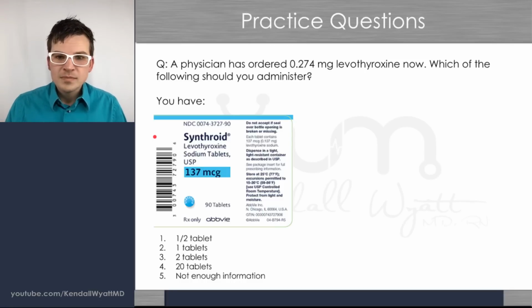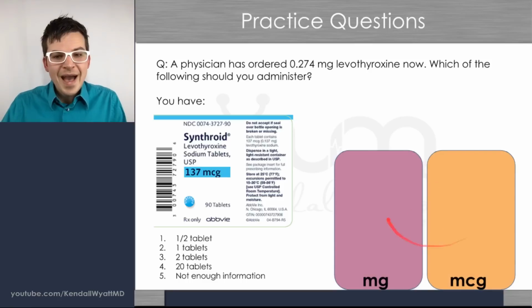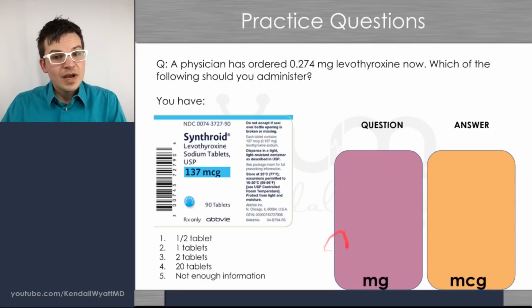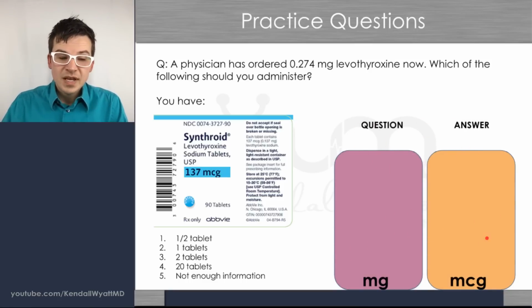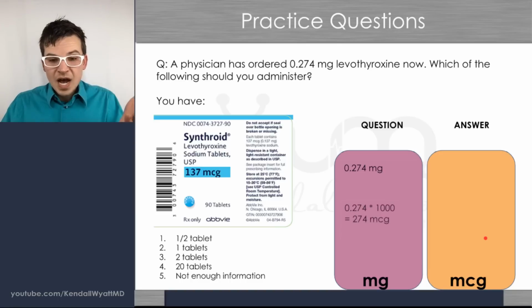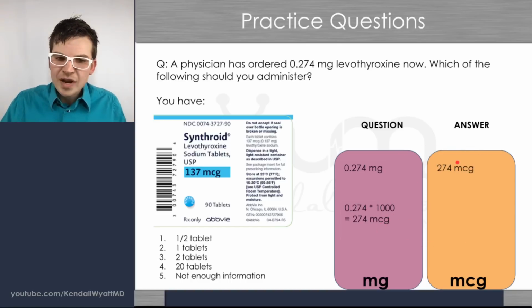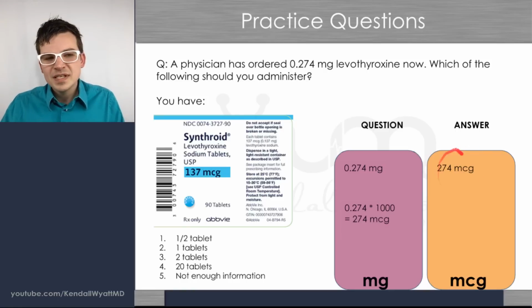0.274 milligrams is what you need to give, and you have micrograms. So what do you need to do? Well, if you have the question in milligrams and you need to give micrograms, because that's the tablets you have on hand, what do you need to do? You need to convert. 0.274 milligrams times 1,000, remember, equals 274 micrograms. That's really important. Don't miss the easy stuff.